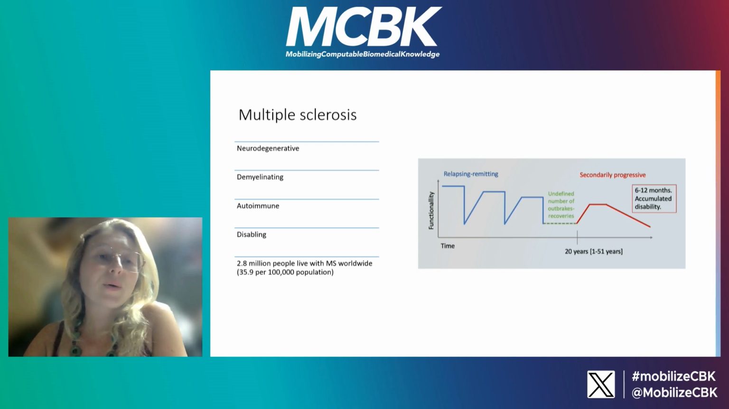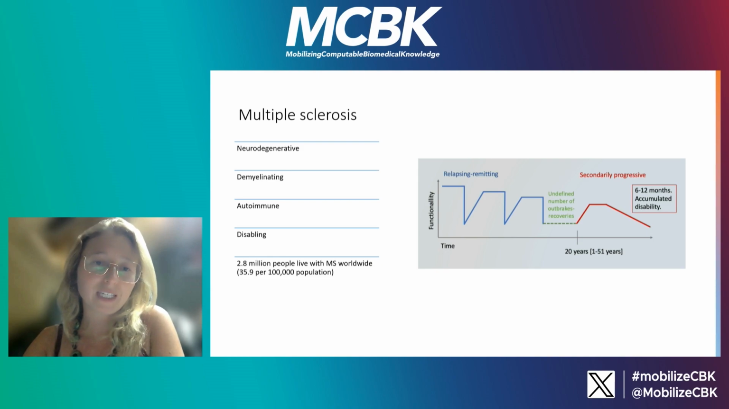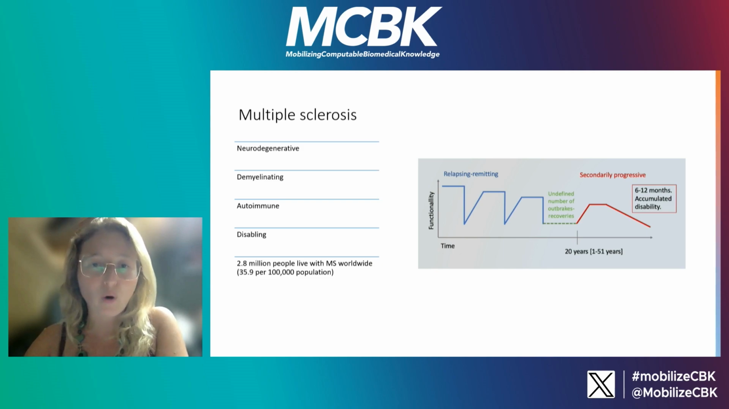As is broadly known, multiple sclerosis is a neurodegenerative demyelinating disease with an autoimmune origin which affects 2.8 million people worldwide. On the right side of the presentation, you can see a representation of the course of the disease. It normally starts with a relapsing-remitting phase characterized by an undefined number of outbreaks and recoveries.